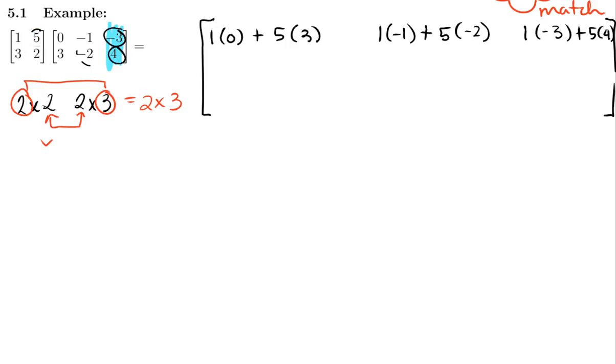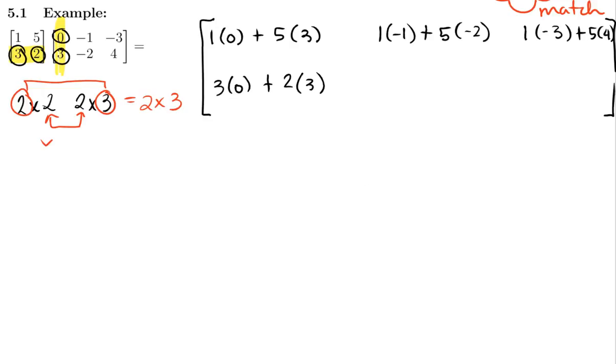So we follow this same pattern in order to get the other entries in the second row. Except for the second row, we will be doing the dot product of row 2 with column 1, and then column 2 and column 3. So for row 2 with column 1, we will have 3 times 0 plus 2 times 3.